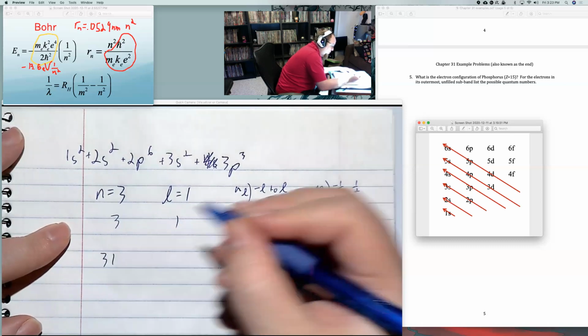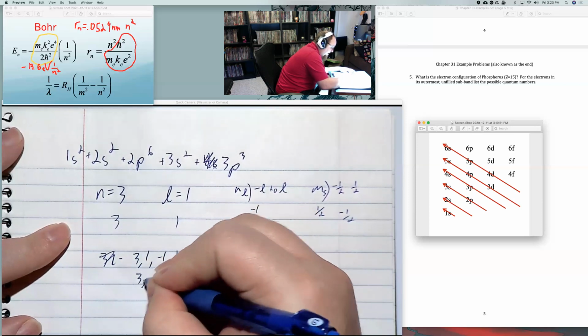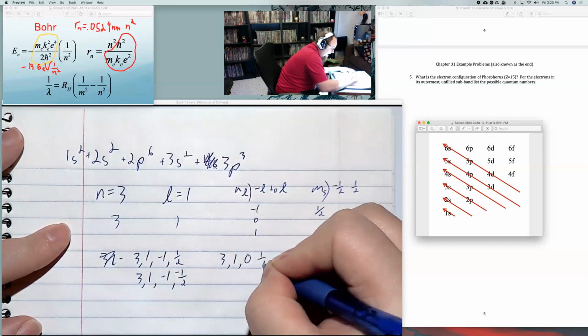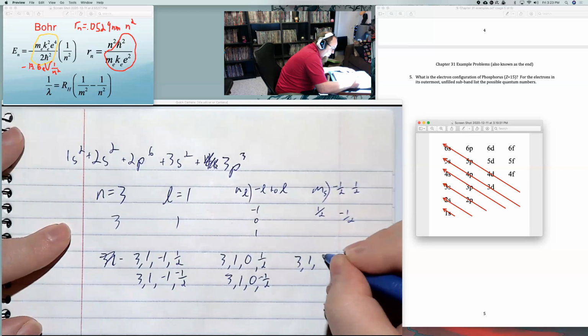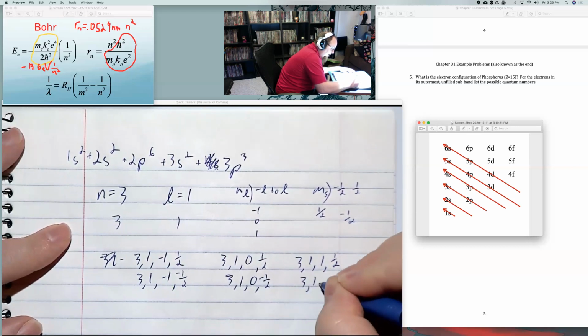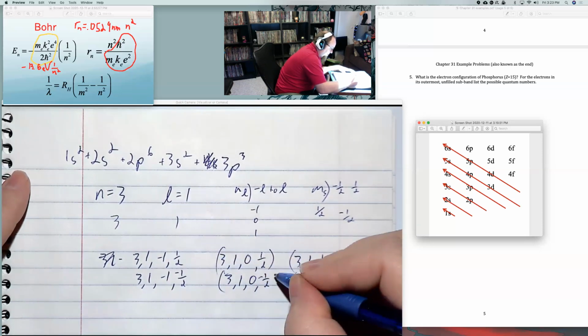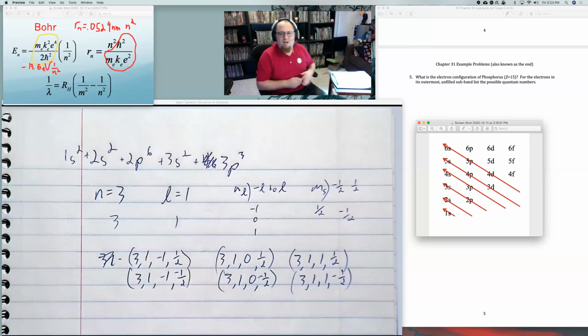And so it'll be 3, 1, oops, I missed my commas. 3, 1, negative 1, 1/2. 3, 1, negative 1, negative 1/2. 3, 1, 0, 1/2. 3, 1, 0, negative 1/2. 3, 1, 1, 1/2. 3, 1, 1, negative 1/2. And really all of these should have been in parentheses. If I do something with this, I'll probably go close to this, where it's only a few of them. I won't give as many as that last problem. All right, that's nicer.